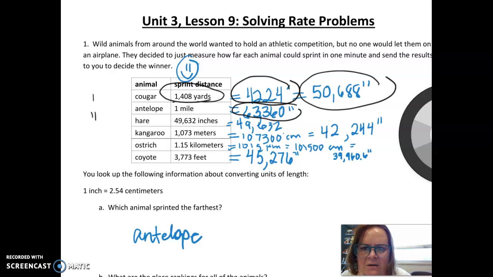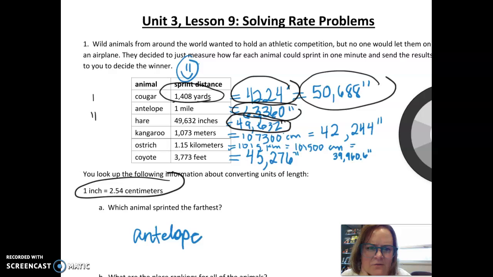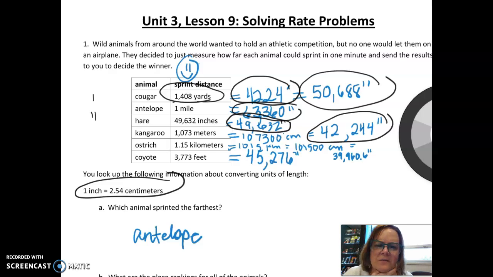A hare, this was already in inches, so I just rewrote it. For the kangaroo, I first had to turn it into centimeters, and then I divided each of those centimeters by 2.54, so that I could turn that into inches, 42,244. I did the same thing with the ostrich. First, I had to change those kilometers into centimeters. Ooh, I think I did this one wrong.